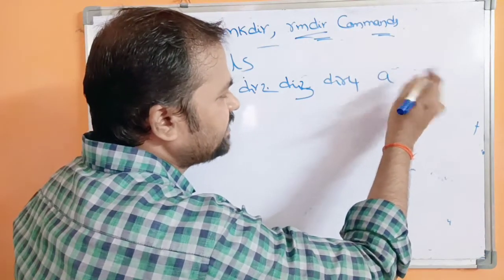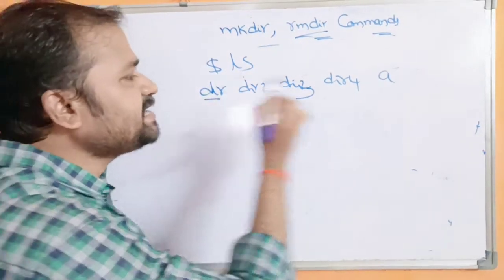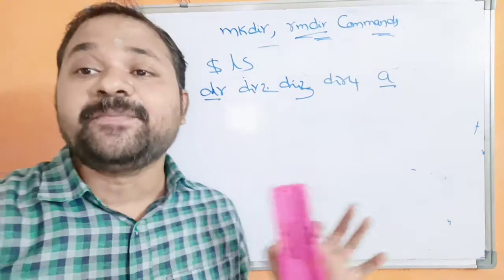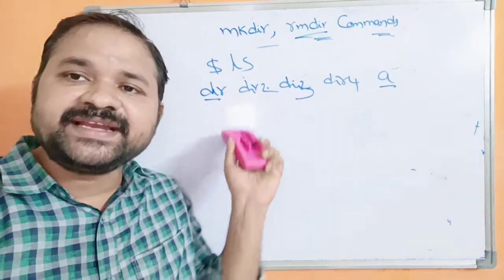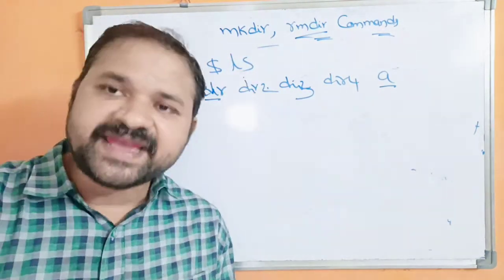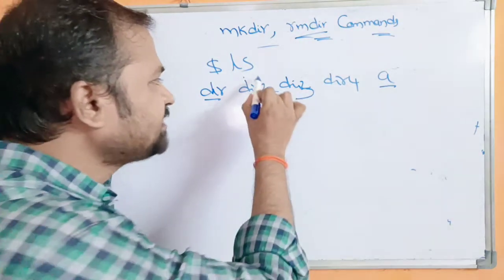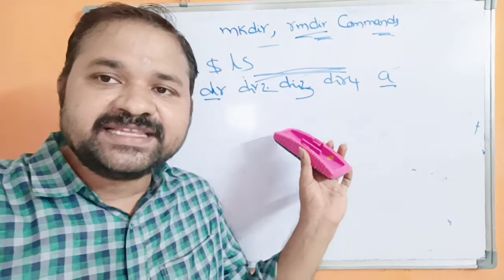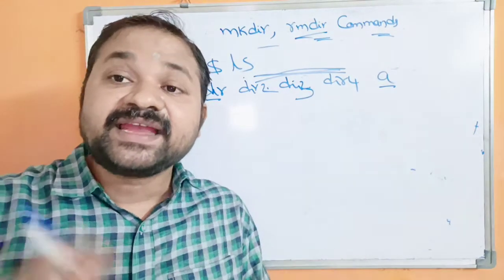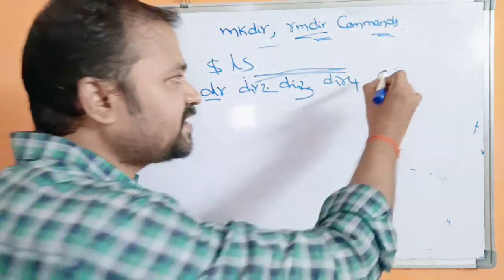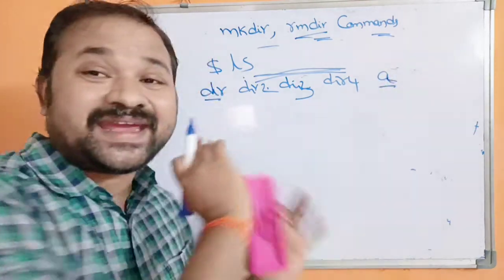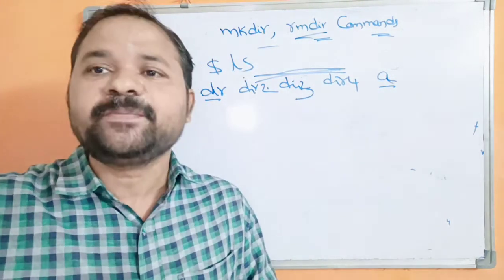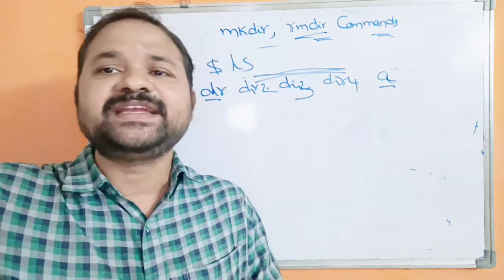Next, we have a. Here dir and a are not empty directories. Dir contains a directory called dir1 as well as a file. But these three are empty directories. These three directories don't contain any directories or files. Likewise, A is also not an empty directory. A contains B, B contains C, C contains D.